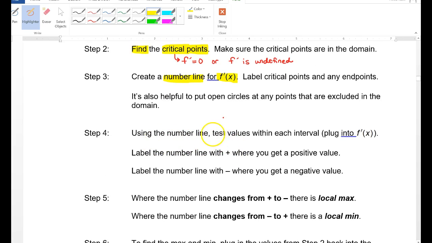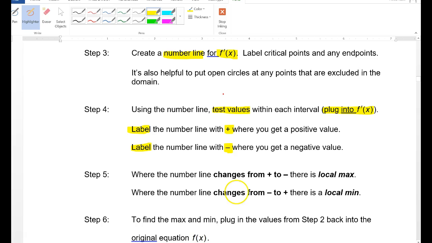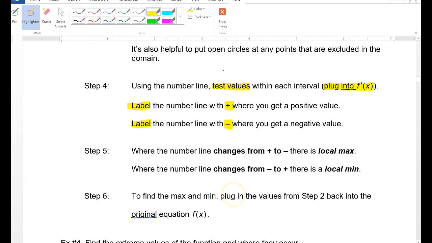Using the number line, we're going to test values by plugging into f prime of x. And then we're going to label basically pluses where you get a positive, and we're going to label negatives where you get a negative value, a minus sign. So where this number line changes from plus to negative, there's a local maximum. Where it changes from negative to positive, local minimum. And then to actually find the max and min, we plug in to f of x back into the original.